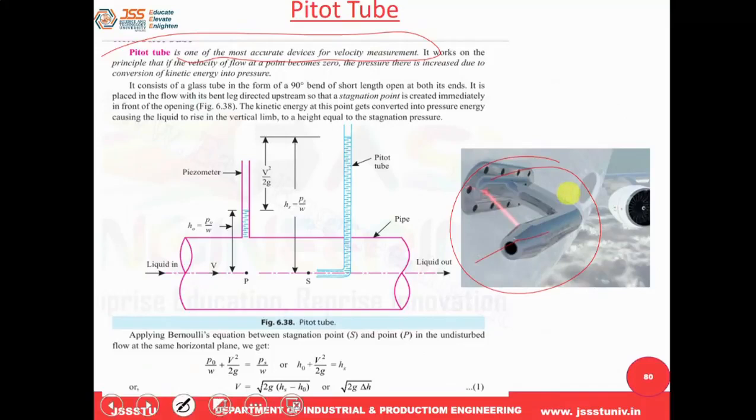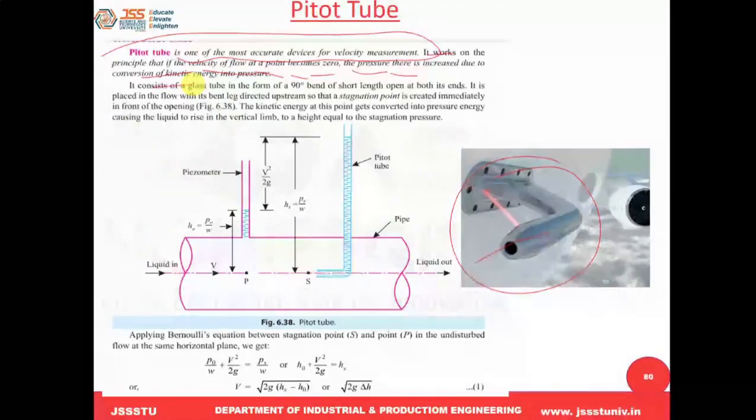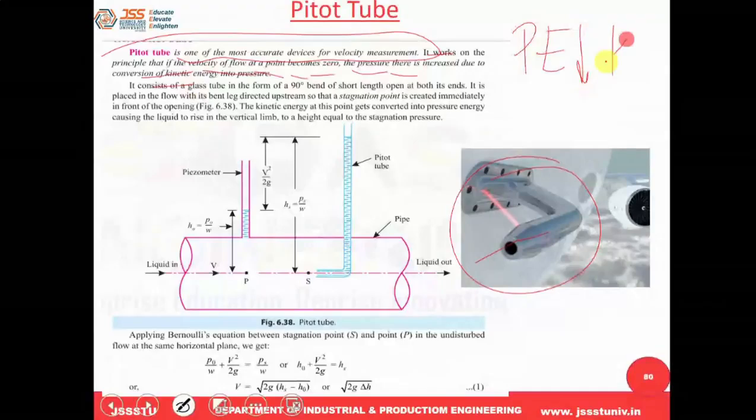Same thing in the rocket, everything they are going to use this. So it is one of the accurate devices for velocity measurement. It works on the principle that if the velocity of flow at a point becomes zero, then the pressure there increases due to conversion of kinetic energy. See, here the opposite happens. In the venturimeter, pressure energy decreased and was converted into kinetic energy. But here, let us consider there is a pipe.